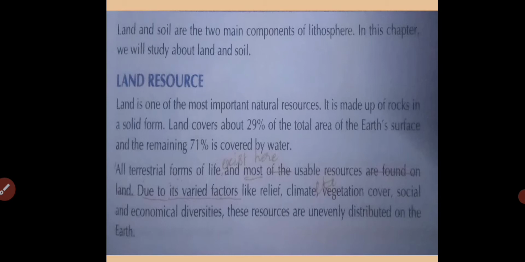All types of life forms, and the resources that we need for our life, we get from the land. These resources vary from one place to another depending upon different factors like relief features, climate, vegetation cover, social and economic diversity. Let us discuss these factors one by one.